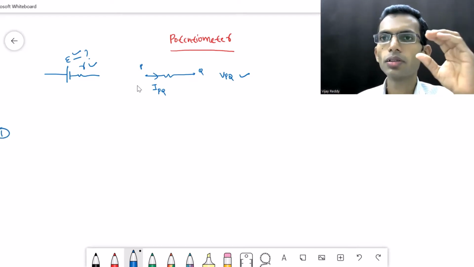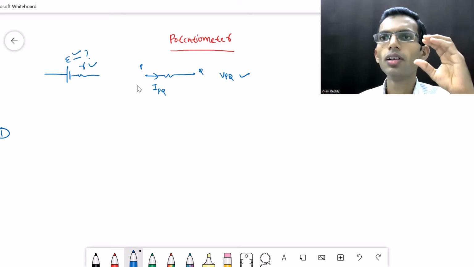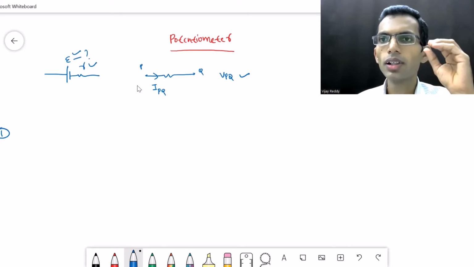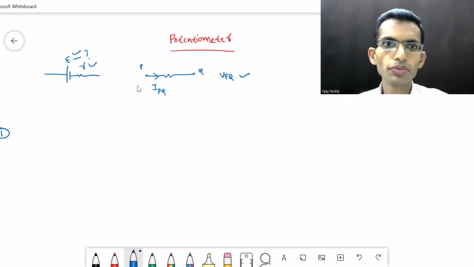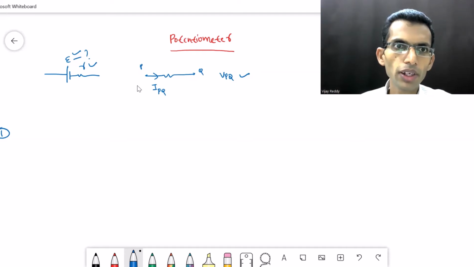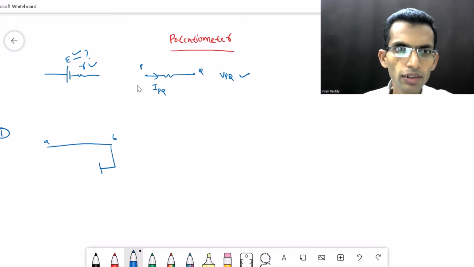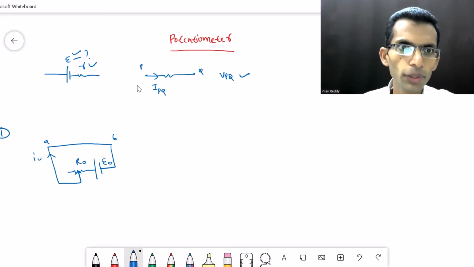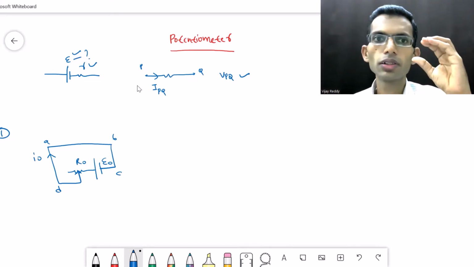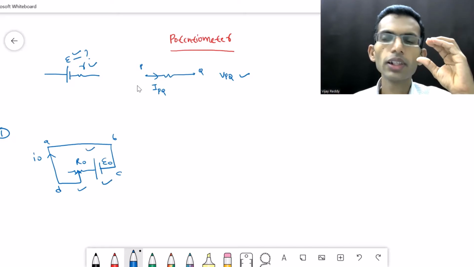The potentiometer circuit, which is used to measure the EMF of the cell, can be represented in a simplified form like this. It consists of wire AB in series with battery E0 and rheostat R0, which is kept at suitable position so that a constant current I0 flows through the main circuit. This is called main circuit of the potentiometer, ABCDA. So this is a simple circuit in which battery, rheostat, wire AB are connected in series.